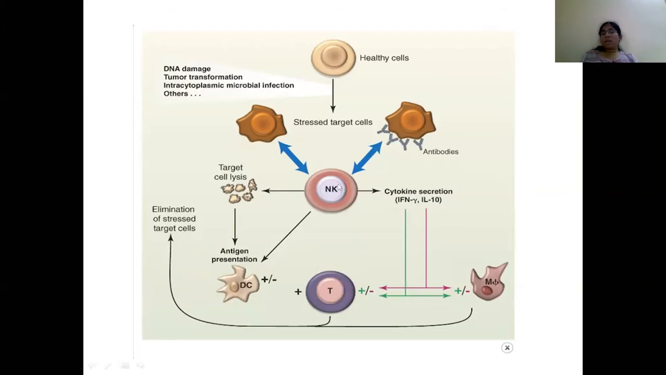So there is direct cytotoxicity, or an indirect effect on antigen presentation. The other important function of the NK cell is cytokine secretion. The main, signature cytokine for the NK cell is interferon gamma. The role of interferon gamma is the differentiation of T cells into their phenotype.